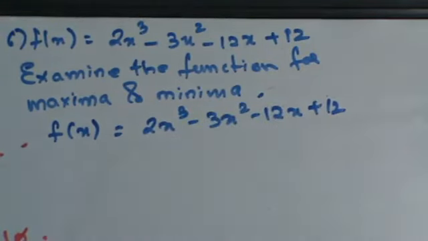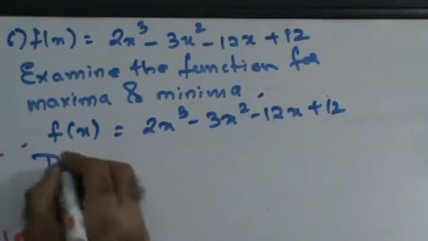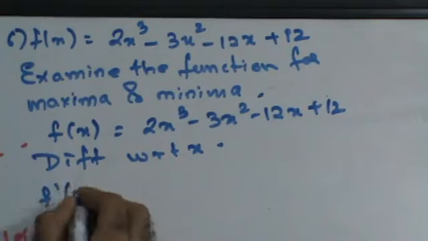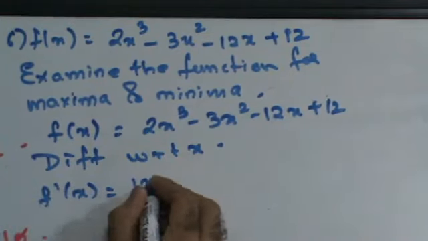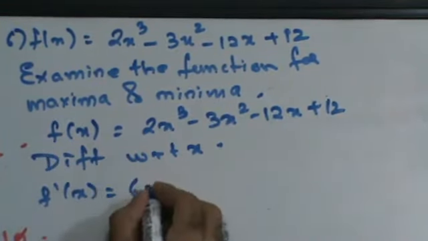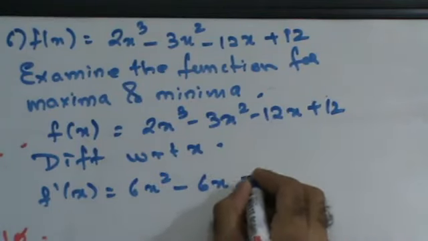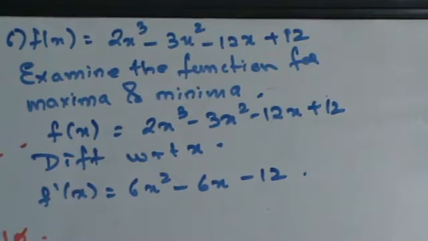Just check whether I have copied the question correctly. 2x cube minus 3x square minus 12x plus 12. Now the first thing that you need to do is differentiate with respect to x. So I'll get f bar of x is 6x square minus 6x minus 12. d by dx of x cube is 3x square, d by dx of x square is 2x, d by dx of x is 1 and d by dx of a constant is 0.